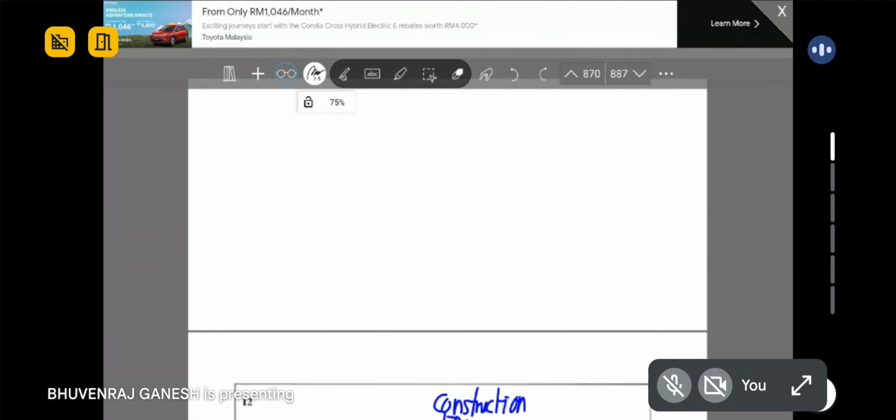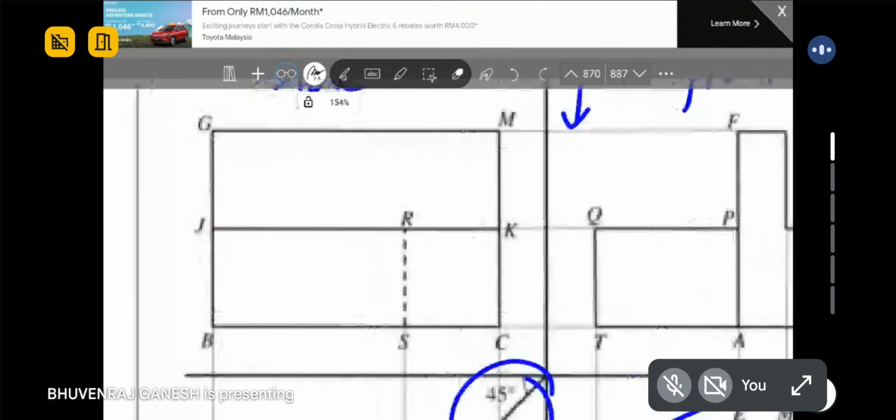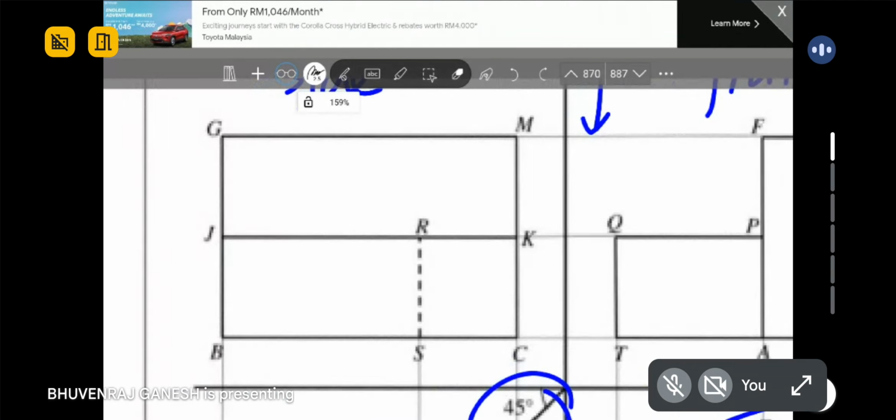So you can see over here, this is your final answer. Jawapan akhir. Why is this one dotted, guys? Can you all tell me? Kenapa yang ni ada garis putus-putus? Anyone? What is the reason?